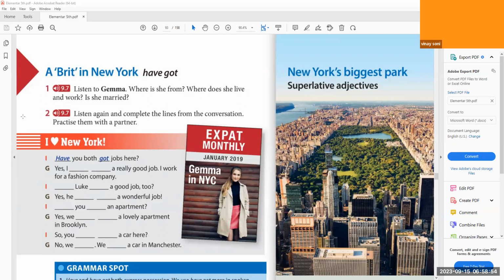Oh, great. And has Luke got a good job, too? Yes, he's got a wonderful job. He's a gardener and he works in Central Park. Wow, nice place to work. So where do you live? Have you got an apartment? Yes, we've got a lovely apartment in Brooklyn. We take the subway to work. So you haven't got a car here? No, we haven't. We had a car in Manchester, but here we go everywhere on public transport. It's much easier. The traffic's terrible in New York. I know. Well, thanks for answering my questions. Have a nice day.